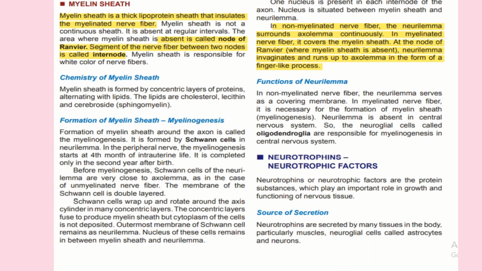What are the functions of neurolemma? In non-myelinated nerve fibers, the neurolemma serves as the covering membrane, whereas in myelinated nerve fibers, it is necessary for the formation of myelin sheath, which is also known as myelinogenesis. Neurolemma is absent in the central nervous system, so the neuroglial cells called oligodendroglia are responsible for myelinogenesis in the central nervous system.